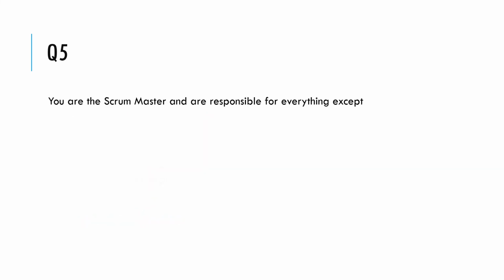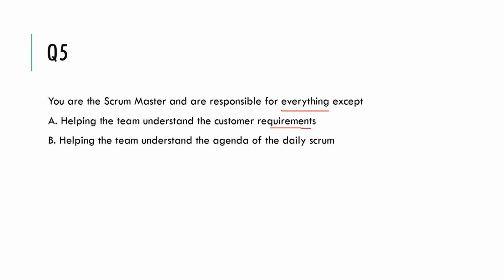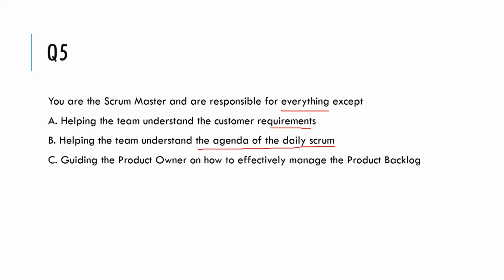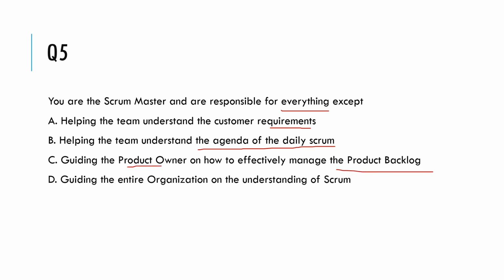Okay, you are the Scrum Master and are responsible for everything except, so you need to select an option where you are not responsible for something. Helping the team understand the customer requirements, helping the team understand the agenda of the daily Scrum, guiding the product owner on how to effectively manage the product backlog, guiding the entire organization on the understanding of Scrum. So, as a Scrum Master, what are you not supposed to do out of these four?